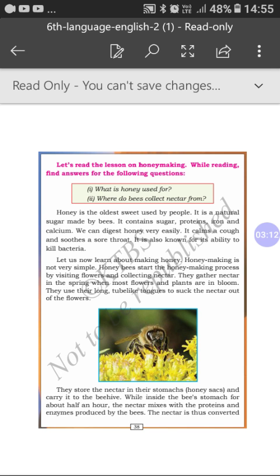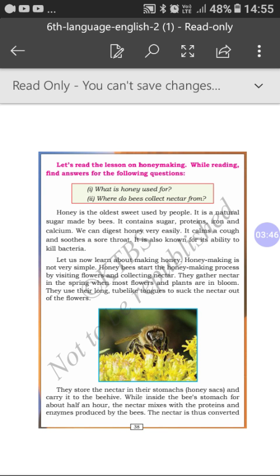Honey is used for many diseases, but it's the oldest sweet used by people. Now we use the honey for many diseases to be cured, but in the beginning people used it for preparing sweets. The honey itself is a sweet juice. It is a natural sugar made by bees. So the honey is a natural sugar. Who makes it? Humans don't prepare it. It's prepared by the honey bees.